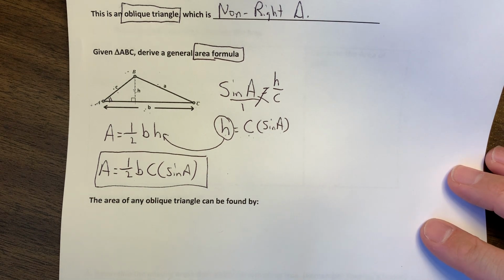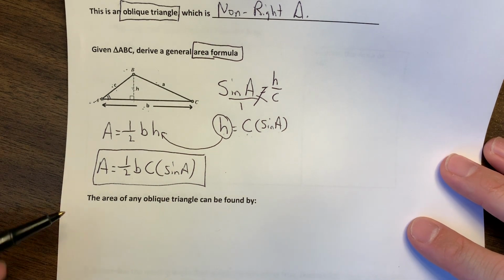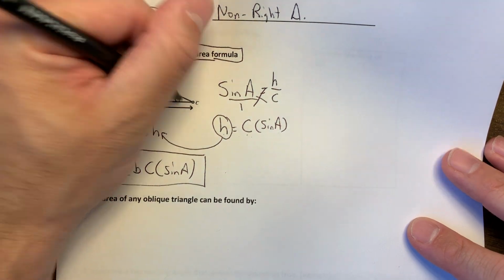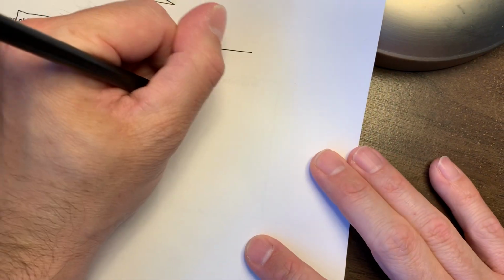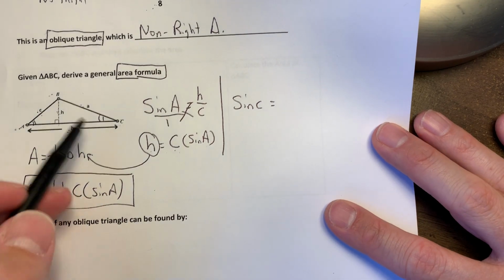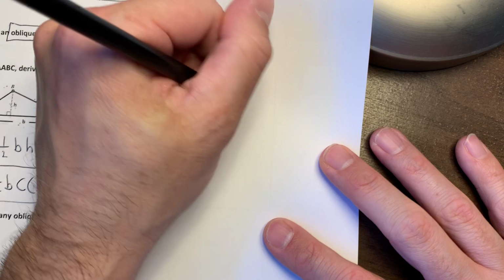Now, not to be confusing, but people will say, well, I don't want to use angle A. I want to use angle C. No problem. Watch what happens. Let's do the sine of C. What's the sine of C? It would be H over A.